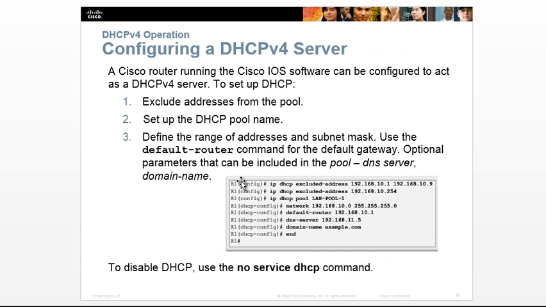So a Cisco router running Cisco IOS software can be configured to act as a DHCPv4 server. To do that, we first have to exclude addresses from the pool, set up the pool name, and define the range and subnet mask. Use the default-router command for the default gateway. Optional parameters can be included, like DNS server and domain name. Turning it off is no service dhcp. So here they're turning it on, they're setting up addresses.